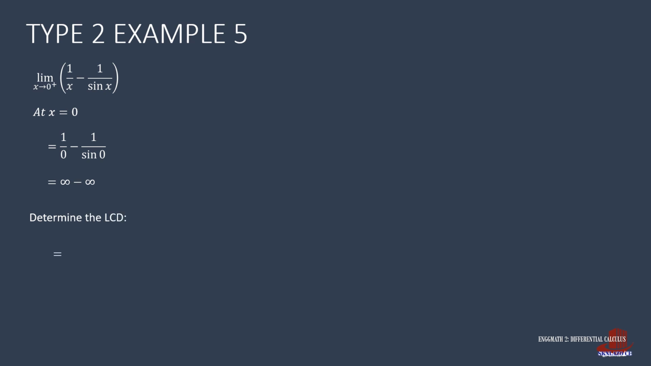Determine the LCD and combine the two terms together as sine of x minus x all upon x times sine of x. As x is equal to 0, we get sine of 0 minus 0 all over 0 times sine of 0, which is basically 0 all over 0. Now we are back to the type 1 indeterminate form where we can use L'Hopital's rule.